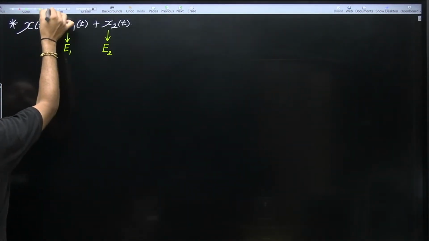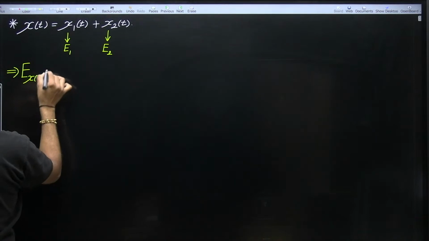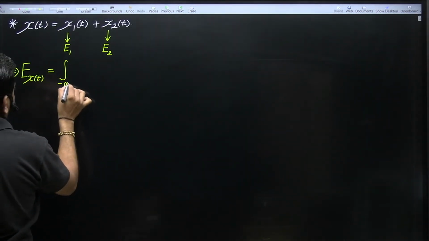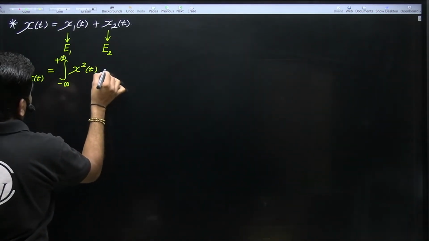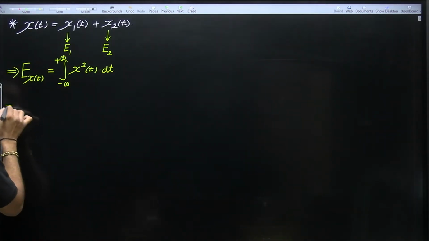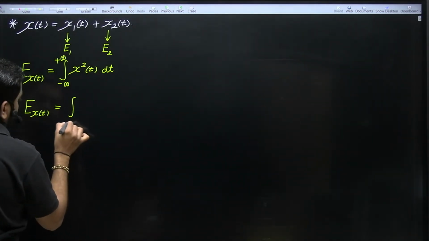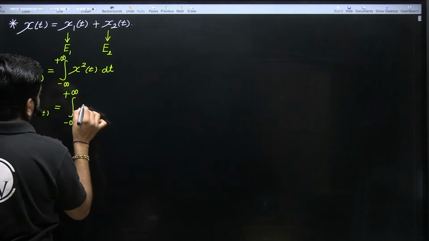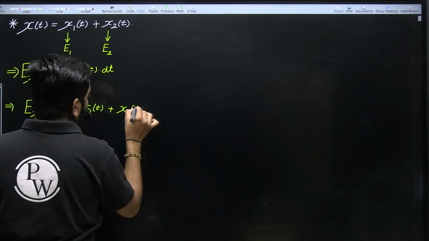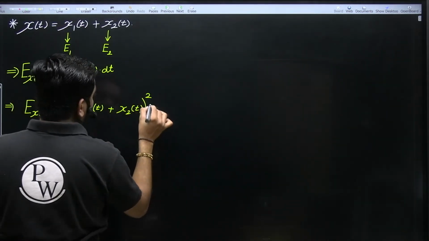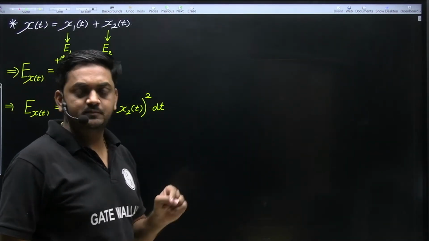We want to calculate the energy of x of t, and the formula is E of x of t is given by integration from minus infinity to plus infinity of the real-valued signal x square of t dt. Now instead of x of t, replace it with x1 of t plus x2 of t whole square dt. Okay, now a plus b whole square equals a square plus b square plus 2ab.